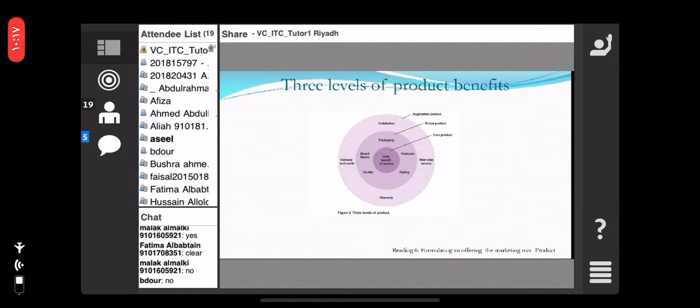In the second line, if you see packaging, features, styling, quality, brand name, this is basically the actual product. Packaging, features, styling, quality, brand name. But inside is the core product, the core benefit of service, meaning the main thing.